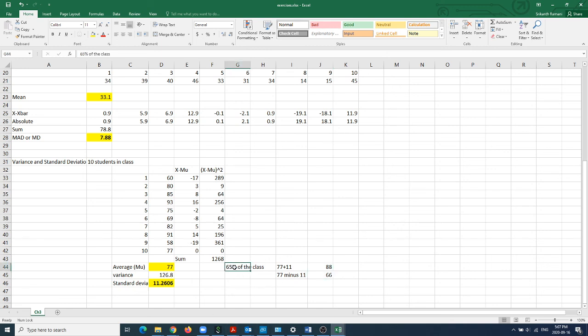Okay, so where do I get the 65% from? That's just a known fact. We'll talk about that later in the next video. But this is how you calculate the standard deviation, and it is just the square root of the variance, and this is how you compute it.